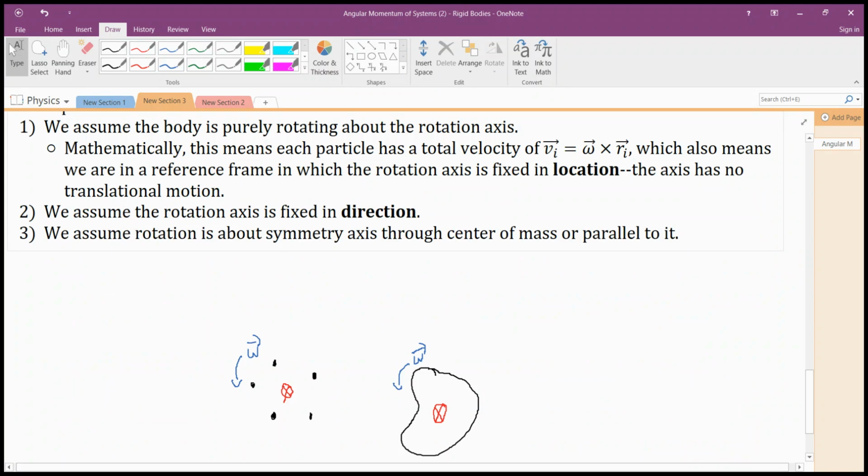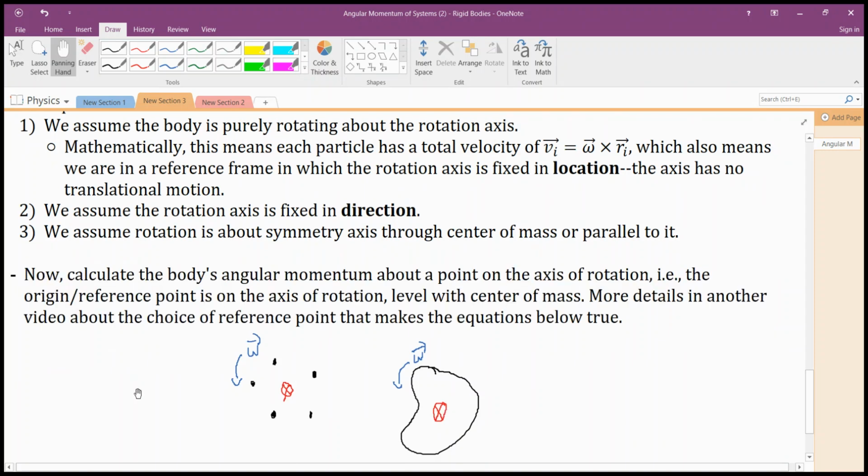Finally, we assume that the rotation axis is a symmetry axis through the center of mass. Or if the rotation axis is not through the center of mass, then it needs to be parallel to the symmetry axis through the center of mass. So if the red rotation axis is a symmetry axis through the center of mass, then these blue axes of rotation are legitimate axes of rotation we can use, provided that they are parallel to the red axes. Having made all these assumptions then, we are now ready to calculate the angular momentum of these rigid bodies.